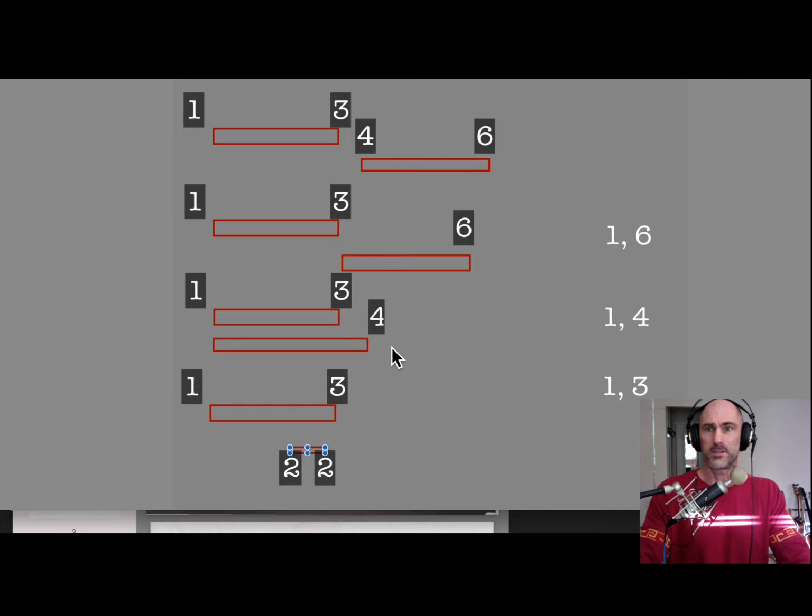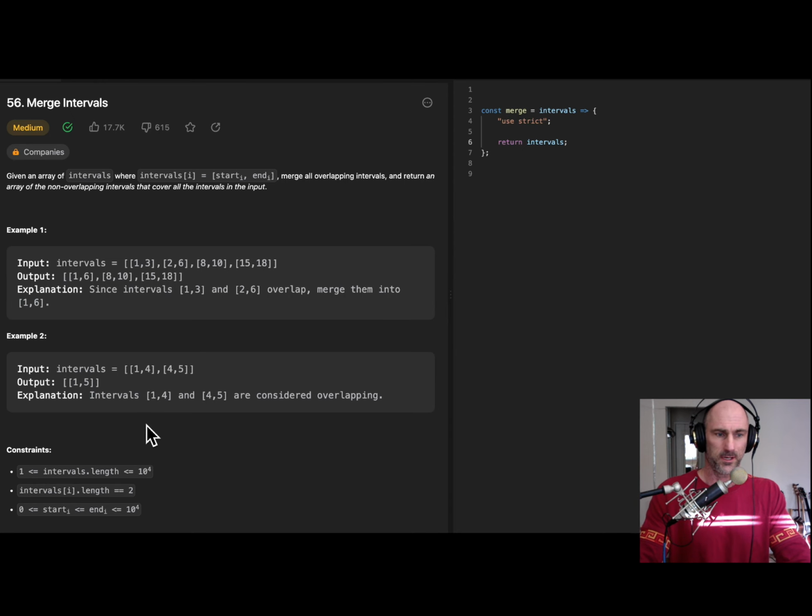And we can see in the constraints on this problem here that 0 is less than or equal to start, and end is greater than or equal to start. So they can overlap. They can be the same number. And then they both have to be less than or equal to 10 to the power of 4. But there are no negative intervals, right? So we don't have any negative interval, no negative time events, negative intervals.